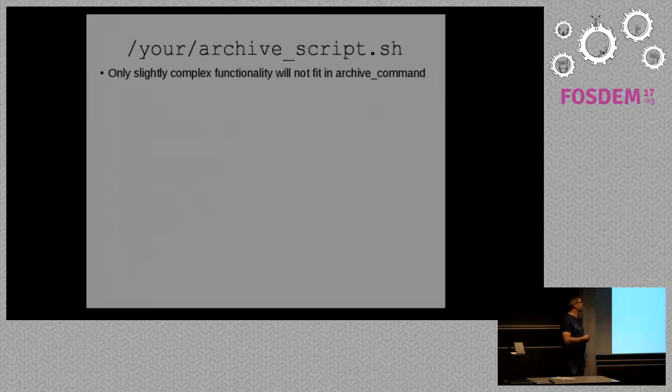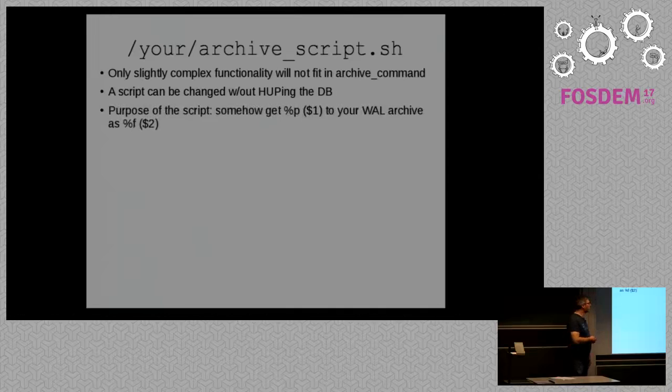But even if you have some error checking, it will not fit, right? So put it in a script. The script can just be changed, so next time the archiver runs it, it will be running the new version. Purpose: somehow get the parameter %p to your WAL archive as file. So %p is the complete path to the WAL file, and %f is the file name on its own. But for comfort, you don't have to split it yourself, so give it both, right? And then get it off your server.